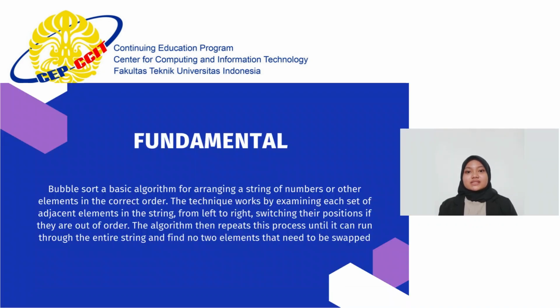Bubble sort is a basic algorithm for arranging a string of numbers or other elements in the correct order. The technique works by examining each set of adjacent elements in the string from left to right, switching their positions if they are out of order. The algorithm then repeats this process until it can run through the entire string and find no two elements that need to be swapped.